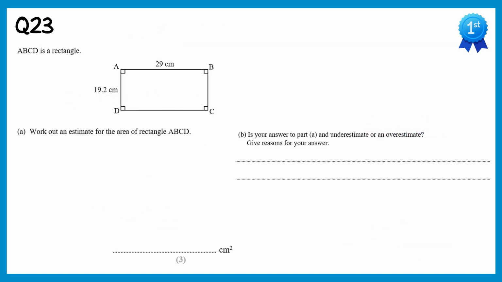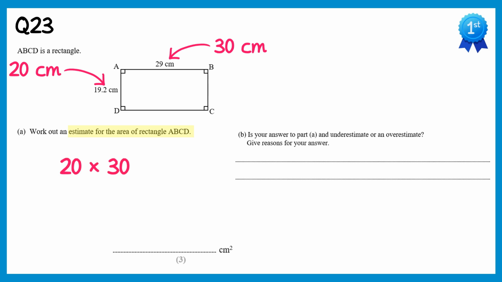For this question, we need to work out an estimate for the area of the rectangle ABCD. Since it says an estimate, we're not interested in the exact answer, we just want to know roughly what it is. So to do that, we're going to round the numbers given in the question, usually to one significant figure. So here we have a 29, we're going to round that up to 30, and here we have a 19.2, we'll round that up to 20. So the estimate for our area will be the length times the width, which is going to be 20 times 30, which gives you 600 centimeters squared.